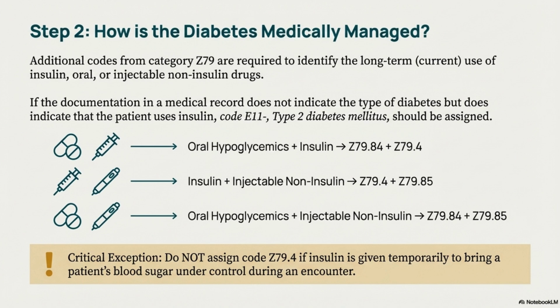Let's walk through a few quick combinations coders see all the time. If the patient is on oral meds and insulin, you'll assign Z79.84 and Z79.4. If they're using insulin plus an injectable non-insulin medication, you'll capture Z79.4 and Z79.85. And if they're on oral meds plus an injectable non-insulin, that combination is Z79.84 and Z79.85. And here's the golden rule you never want to forget: do not assign Z79.4 if insulin is only being used temporarily during an encounter. Temporary insulin does not count as long-term use.